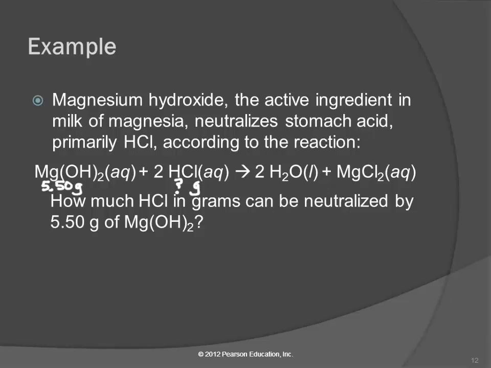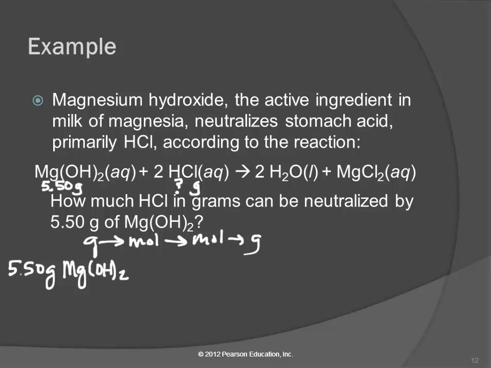So I've got grams to start with, and I'm finding grams, so the map is grams to moles to moles to grams. And you know you've studied enough when you wake up in the middle of the night suddenly muttering grams to moles to moles to grams, and having nightmares about it. Then you know that you're maybe getting there. So, we should just write that out. Grams to moles to grams. So 5.50 grams of magnesium hydroxide. 3 conversion factors. Times.